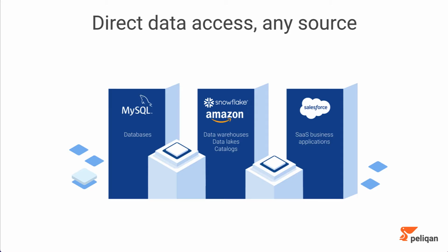So what's the solution? The solution is Peliqan, which allows you to access data directly from any source. That could be a database like MySQL or Postgres. It could also be a data warehouse like Snowflake or Amazon Redshift. And even it could be data that's still residing in a SaaS application. You could access that data directly from Salesforce, HubSpot, Jira, Zendesk, and many other SaaS applications.